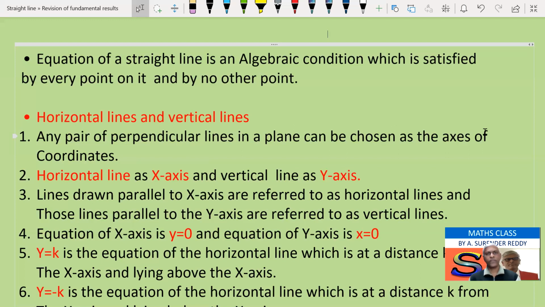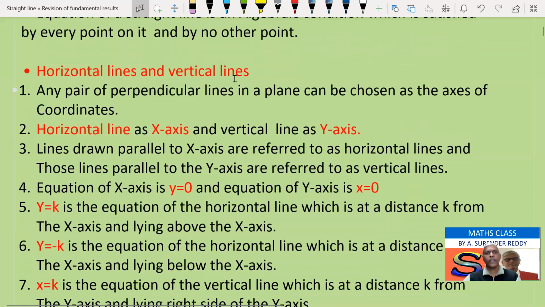It is the locus of points which satisfies an algebraic condition. Let us recapitulate what we have learnt in previous classes.